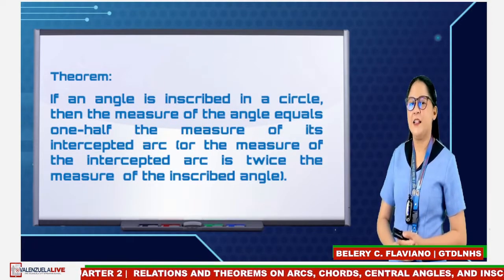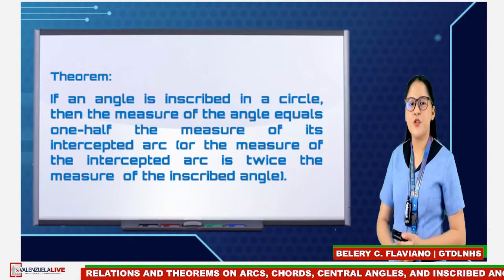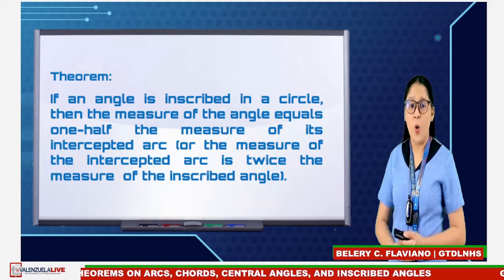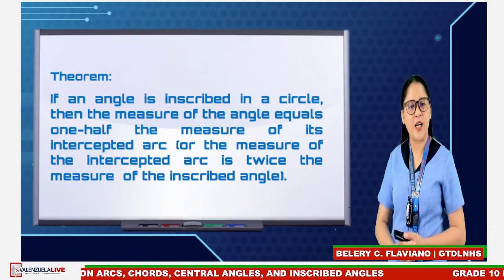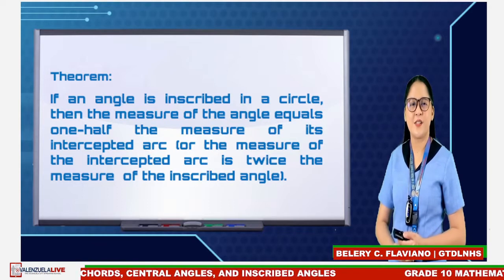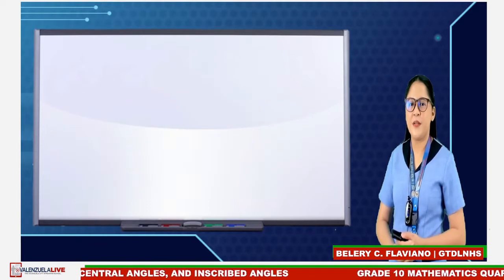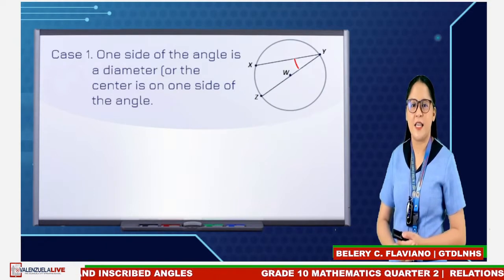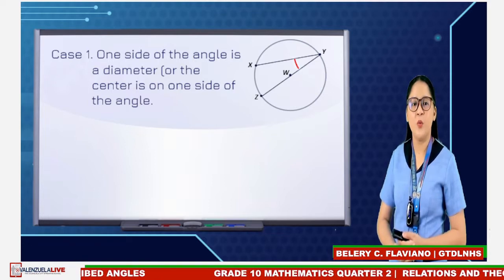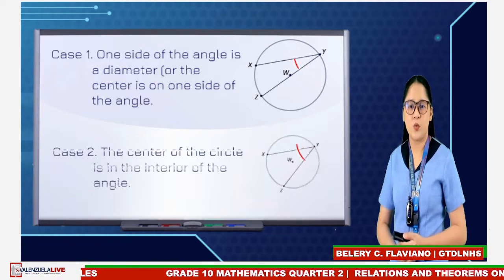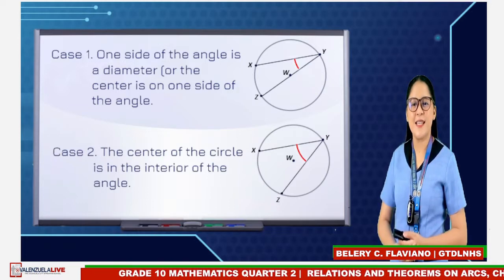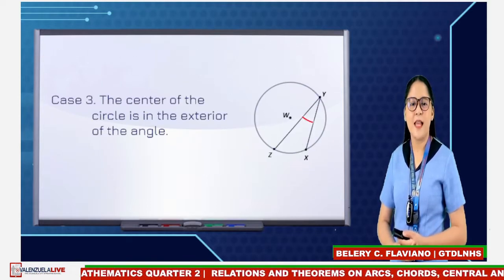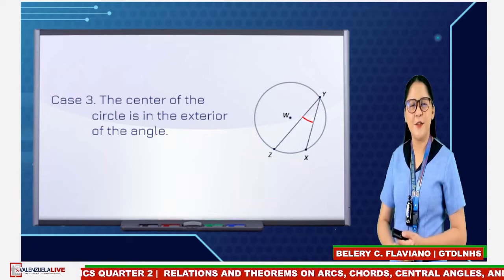Theorem: if an angle is inscribed in a circle, then the measure of the angle equals 1/2 the measure of its intercepted arc, or the measure of the intercepted arc is twice the measure of the inscribed angle. We will have 3 cases for this theorem. Case 1 is if one side of the angle is a diameter, or the center is on one side of the angle. Case 2, the center of the circle is in the interior of the angle. And then we have case 3, the center of the circle is in the exterior of the angle.